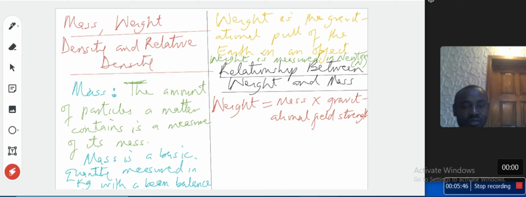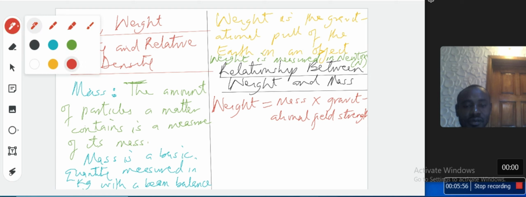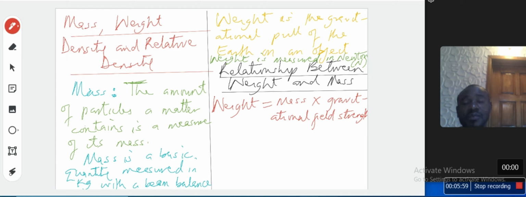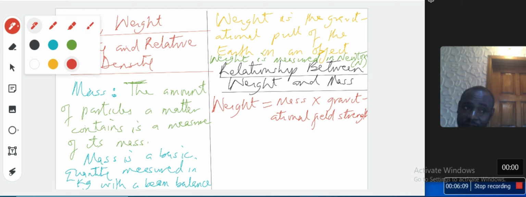What did I say is the relationship between weight and mass? Weight is equal to mass times gravitational field strength. Now, gravitational field strength on Earth is about 9.81, or you can use 10 approximately. It depends on the mass of the planet. A bigger planet has a bigger gravitational field strength. That means the object will have a bigger weight.